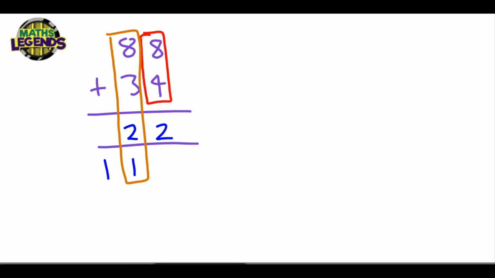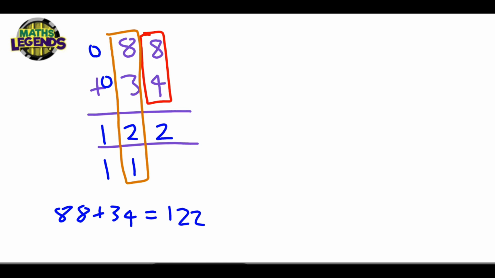Now notice that we've added it in a column that didn't exist before, which is fine, because effectively what we've got here is a 0 and a 0. So 0 plus 0 is 0, and then plus the 1 gives you 1. So the answer here is 88 plus 34 equals 122.